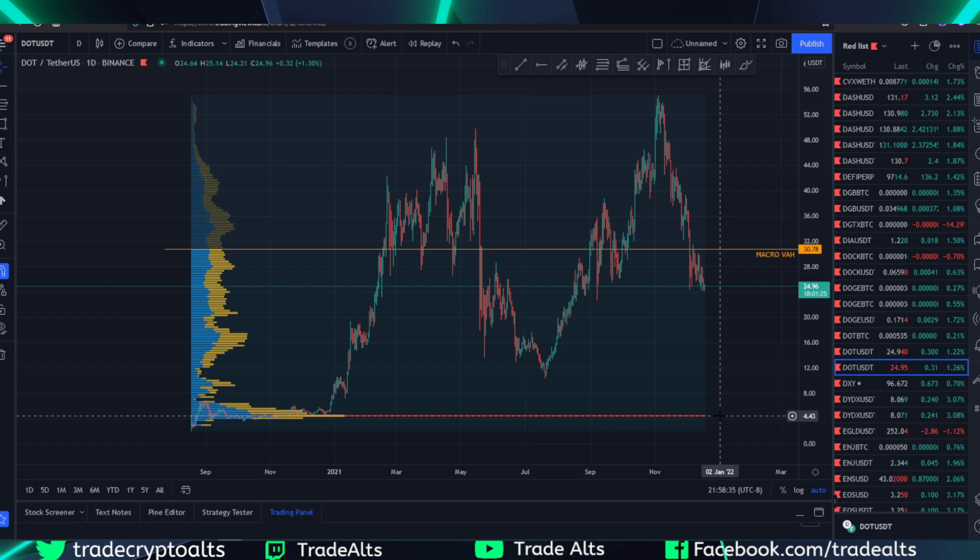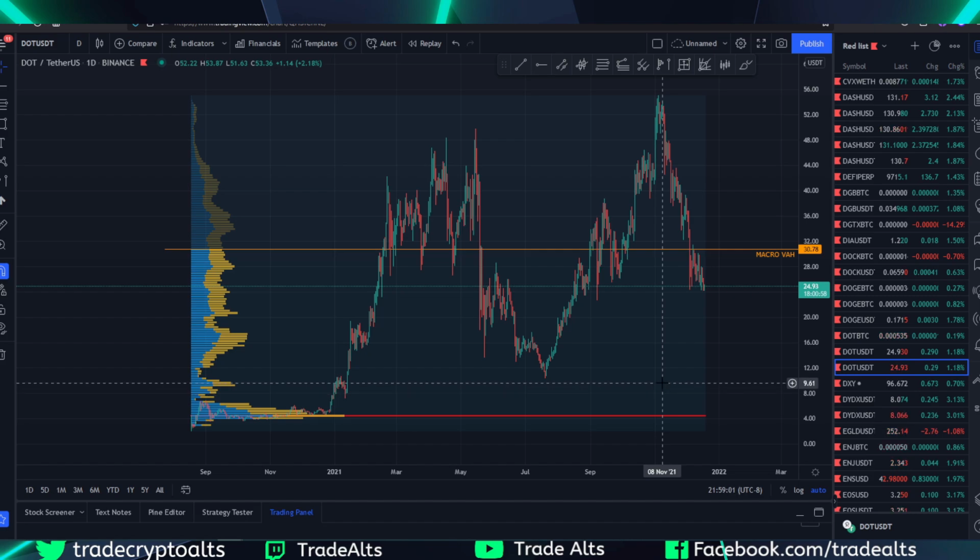Your point of control, or your macro point of control, is way down here at $4. It is completely irrelevant to where price is at right now, right? So I'm sure if you want to mark it off, you can, but this is basically useless. I don't expect DOT to go down to $4 anytime soon. Obviously in the future, we could get into some crazy bear market and everything crashes.